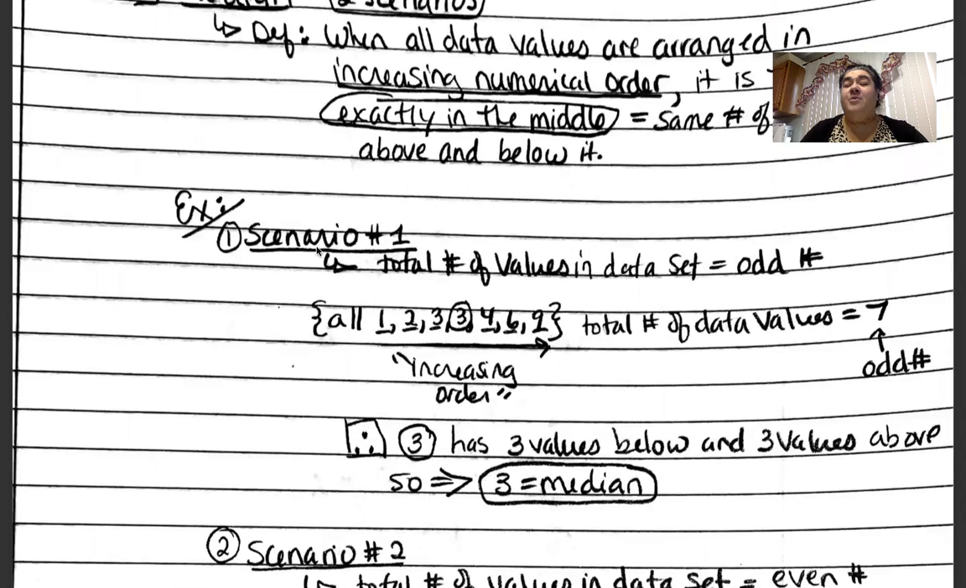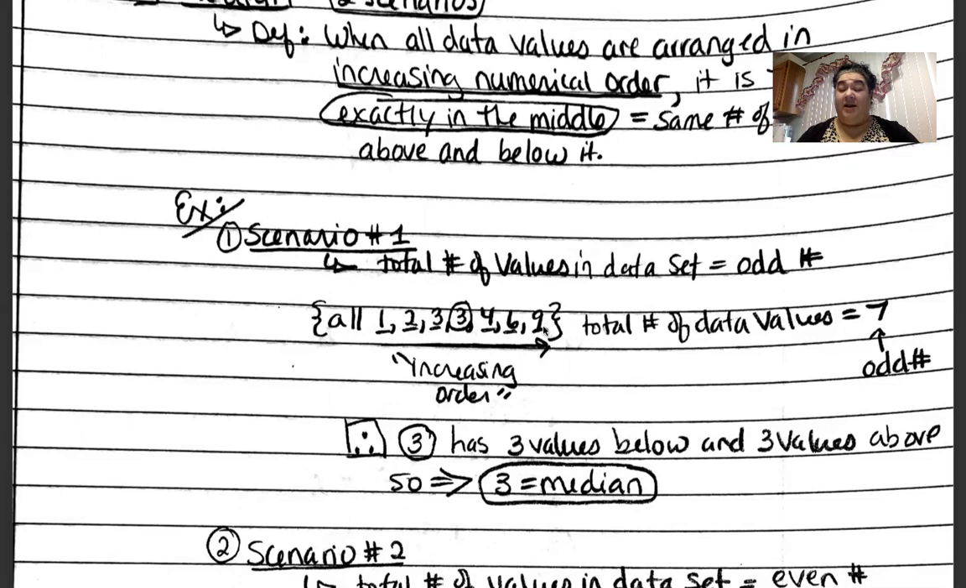In scenario number one, the total number of values in the data set we're going to be looking at is an odd number, okay? So when the total number of values in your particular data set is an odd number, such that, for example, set A has the values 1, 2, 3, 3, 4, 6, and 9, we have a total of 7 data values in this set. So our total number of data values is odd.